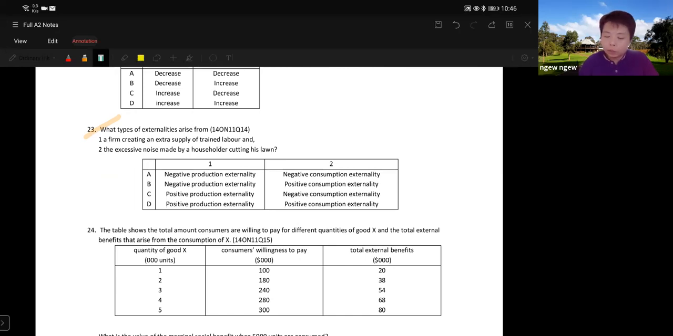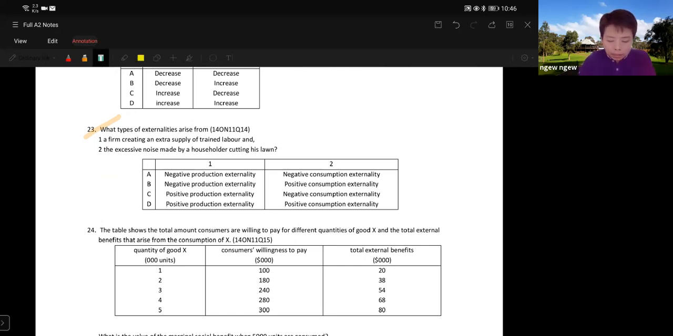If you need more time, you just pause the video and then you can try. After that, you can listen to my explanation. For question 23, you are given action 1 and action 2. You are asked to identify what kind of externality that is.